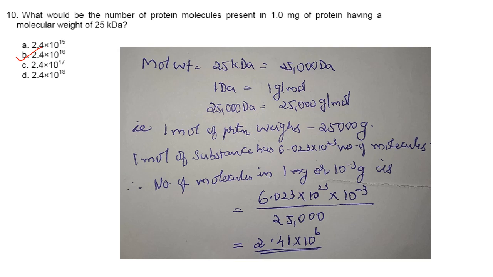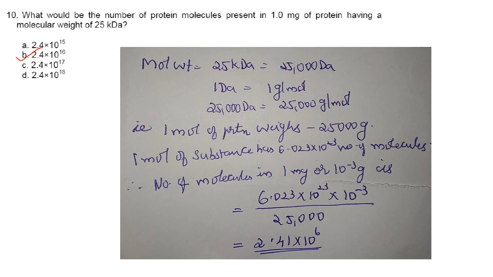1 mole of substance has 6.023 into 10 raised to 23 number of molecules. So the number of molecules in 1 mg or 10 raised to minus 3 grams is 6.023 into 10 raised to 23 into 10 raised to minus 3 divided by 25,000. So that will be equal to 2.4 into 10 raised to 16. I made a mistake over here. This is 16, not 6.